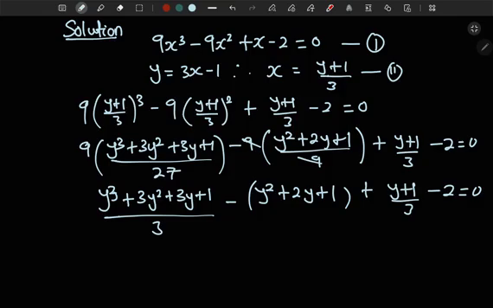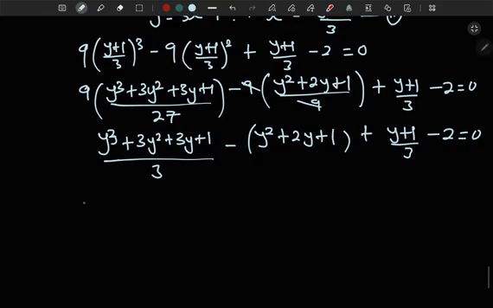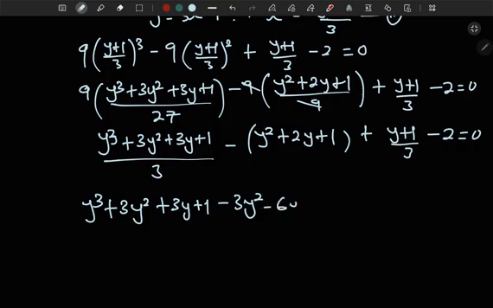So we need to take the LCM of this, or you multiply all by 3. So you multiply everything here by 3, that's going to be y cubed plus 3y squared plus 3y plus 1, then minus 3y squared. Now I'm using minus 3 to expand this second term. So minus 3y squared, then minus 6y minus 3. Then this remains as y plus 1, and now this becomes minus 6 equals 0.